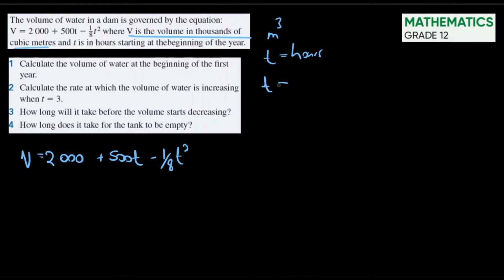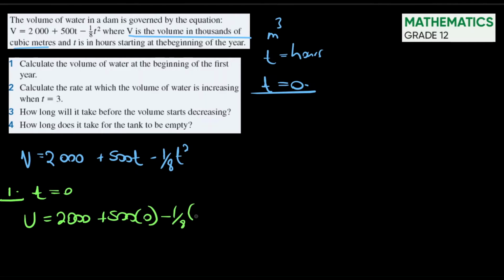So at the beginning of the year, time will be 0 because nothing has happened. It's the beginning, right? So this says calculate the volume of the water at the beginning of the first year. What's time in the beginning of the first year? Time will be equal to 0 because nothing has started. So we just substitute 0 where there's t, and then the volume at the beginning of the year will be 2000 cubic meters. That'll be the volume at the beginning of the year. Straightforward and straight to the point.